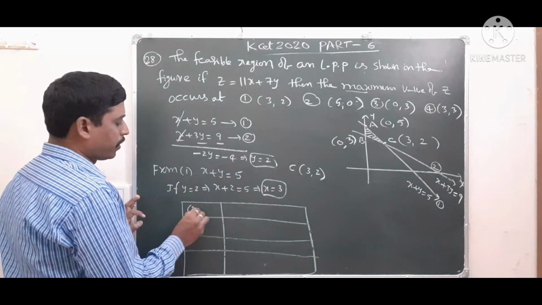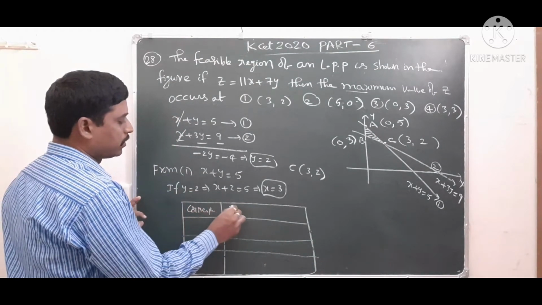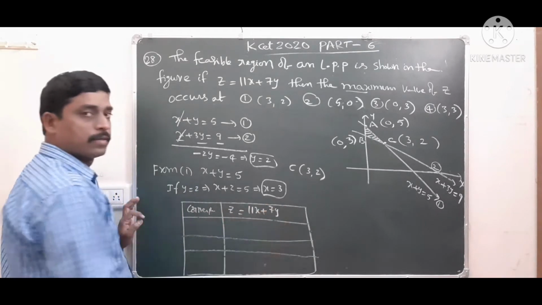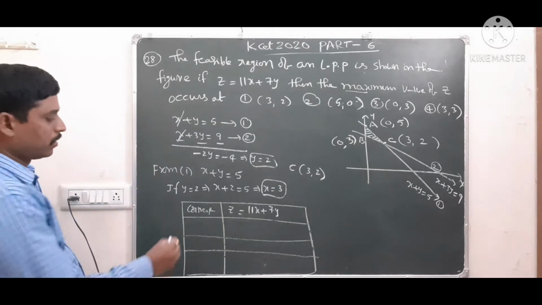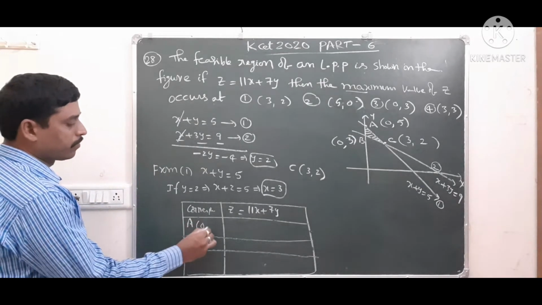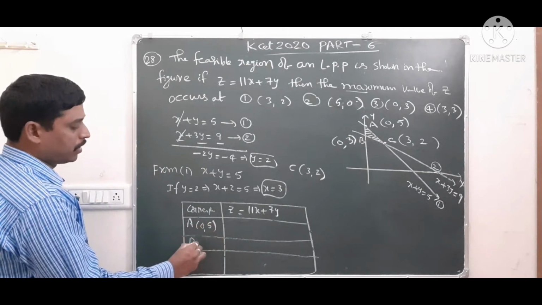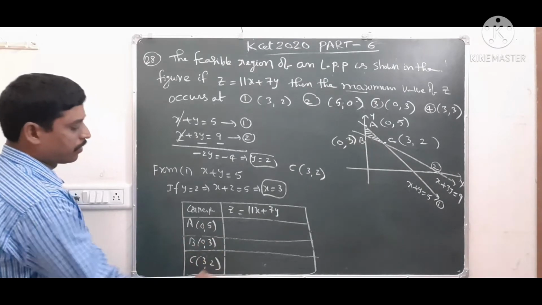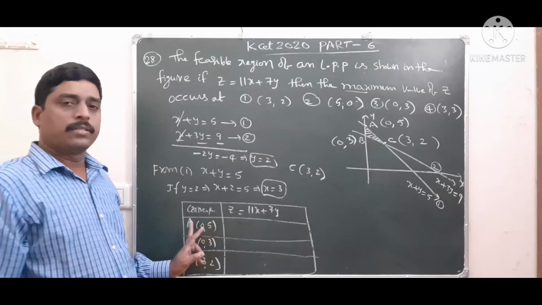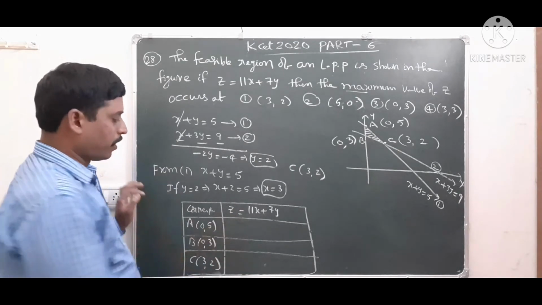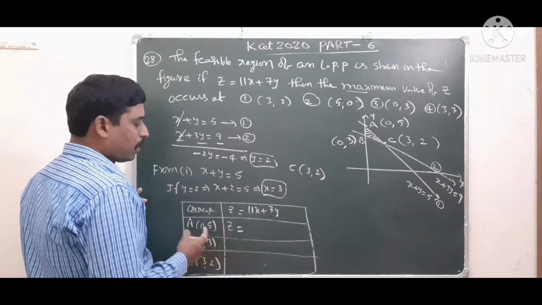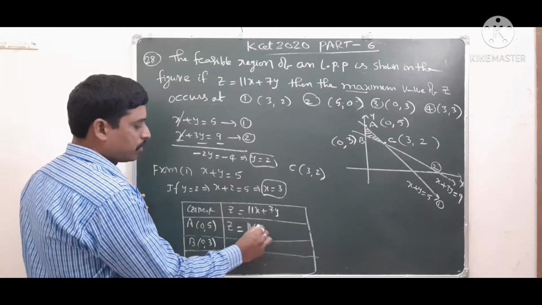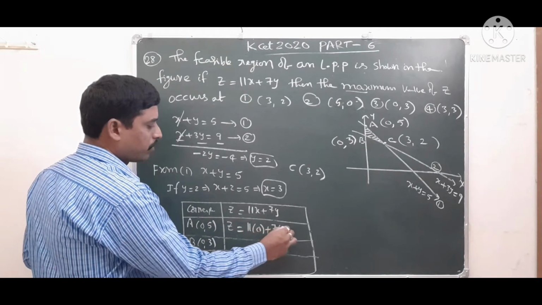This is the corner points. Z is equal to 11x plus 7y. So what are the corner points? A is (0, 5), B is (0, 3) and C is (3, 2). At (0, 5), find the z value. Z is equal to, on x y place in (0, 5), substitute. So 11 into 0 plus 7 into 5, this is equal to 35.